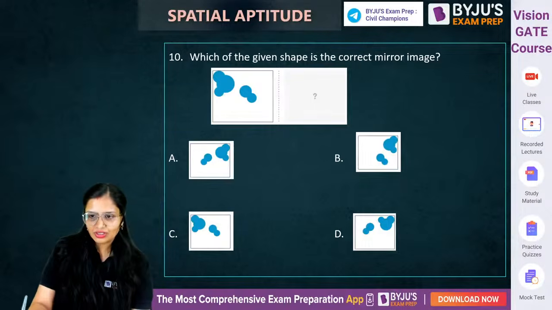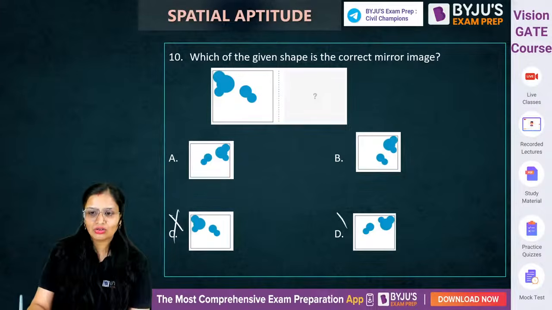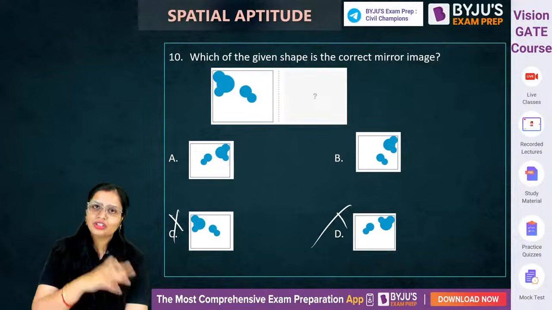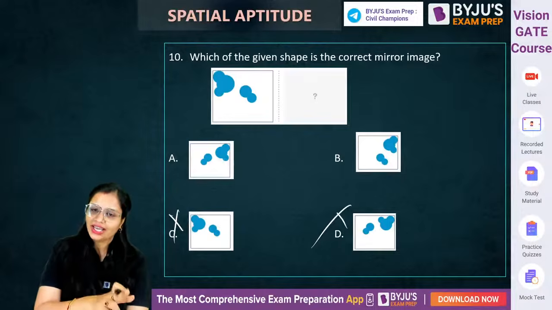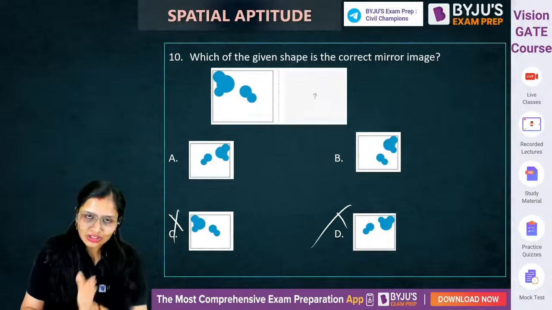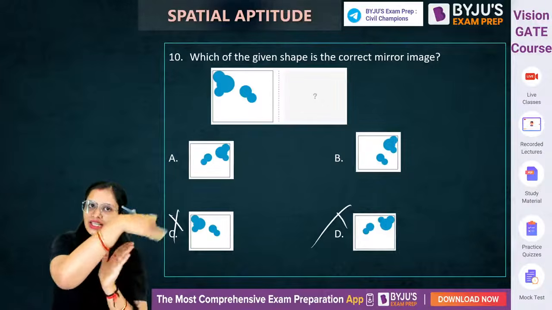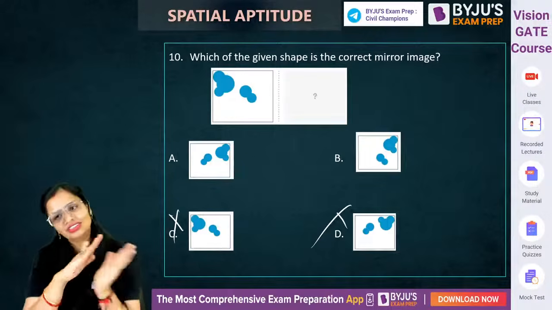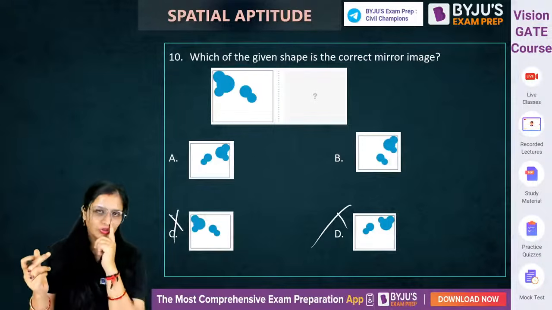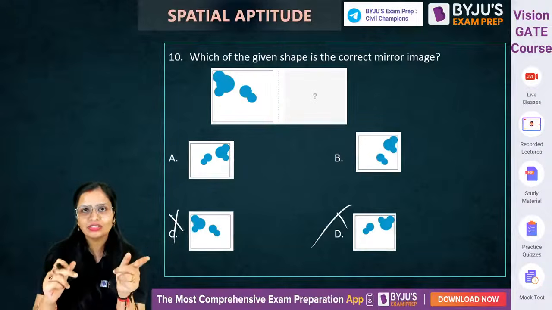Extreme left will go on the extreme right. So C and D are avoided because they won't be correct. Now we are left with only two options, option A and option B. So now this small one was initially pointing towards the left side. Now, since it is a mirror image, it will just become opposite. Like if I'm wearing a nose ring on my left side, when I look in the mirror, I'll see it on the other side.